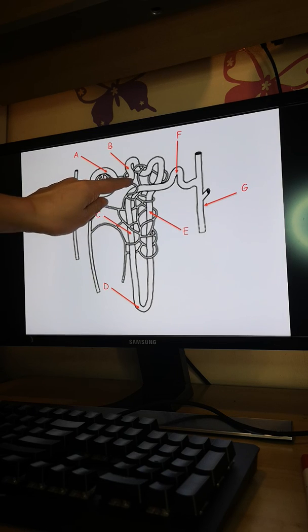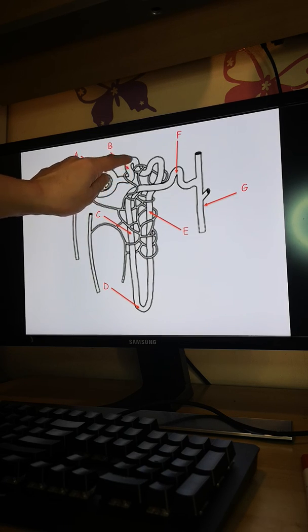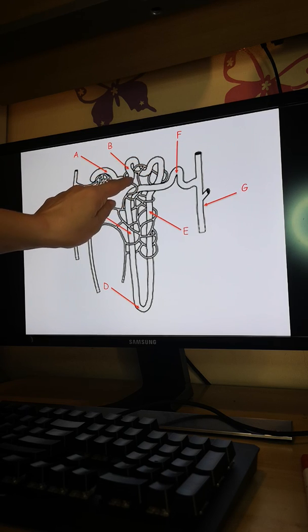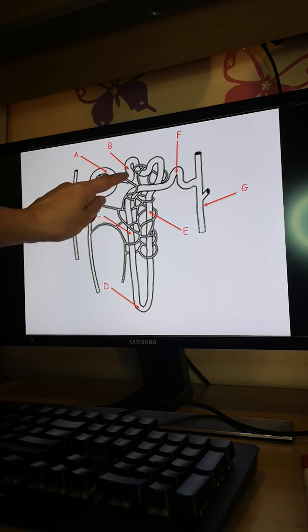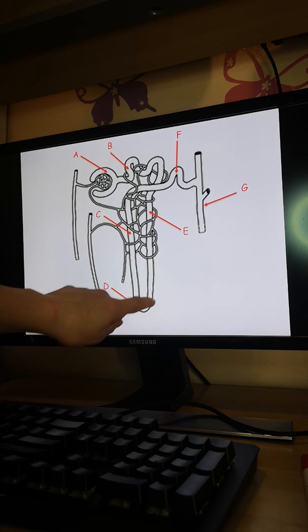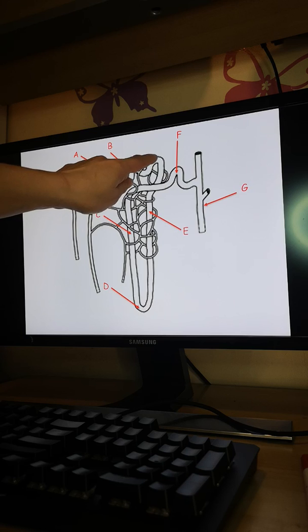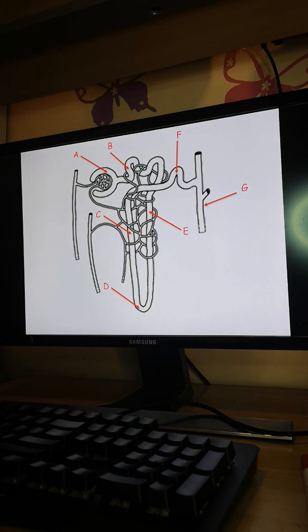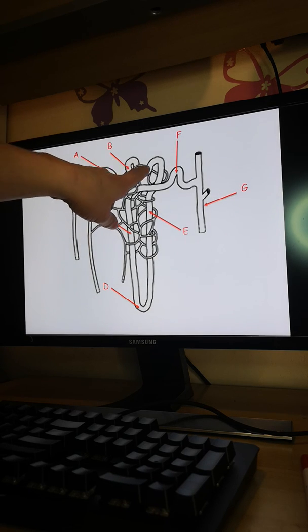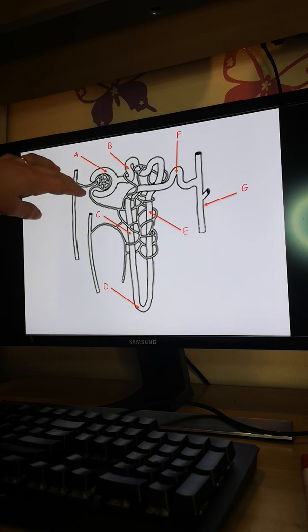Then from there, we're moving into this convoluted tubule. And because it's before the loop, this is called the proximal convoluted tubule, sometimes abbreviated to PCT even in textbooks, but always use its full name the first time.